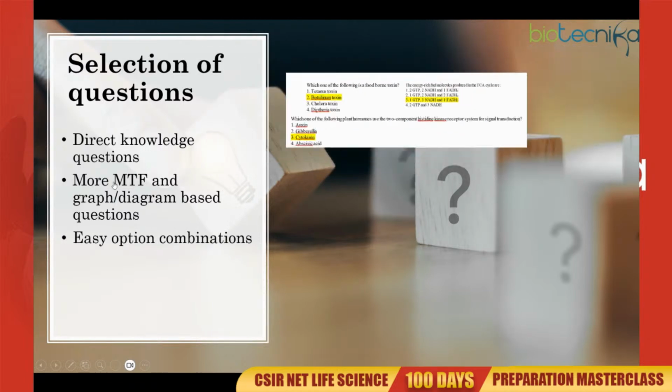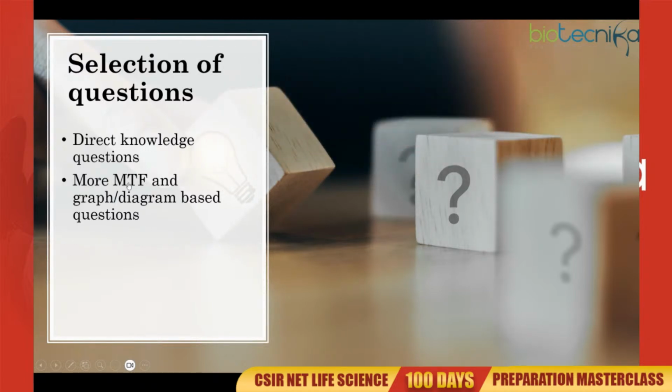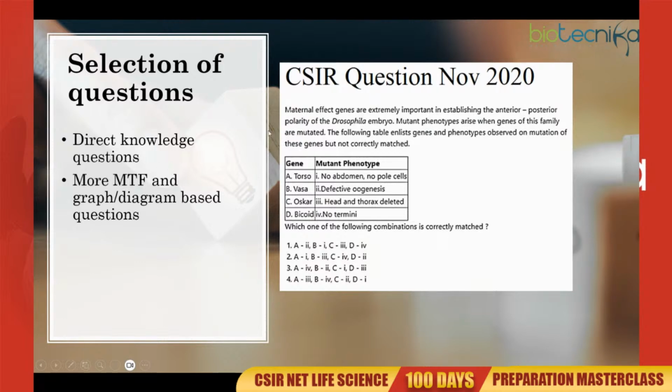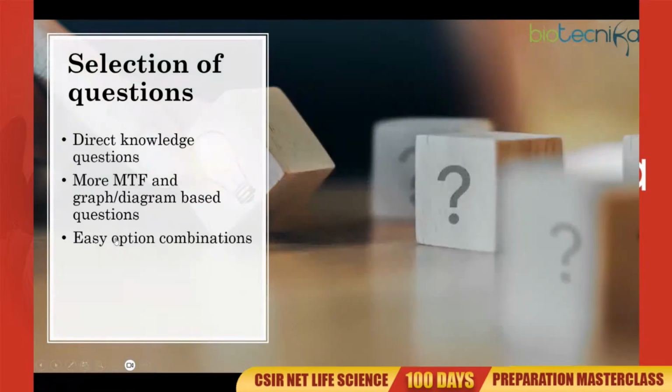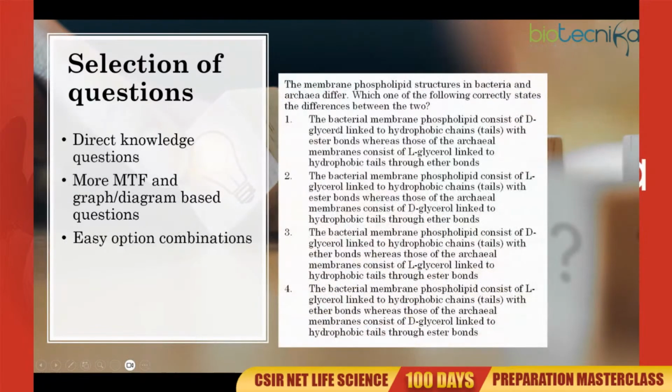Then try to go for some match the following questions and more graph or diagram based questions, because there is less chance that you can get them wrong. For example, this kind of match the following question is a no brainer. I'll come to more match the following details. Then easy option questions. This is an example of an easy option question.